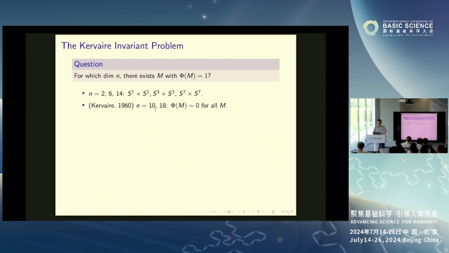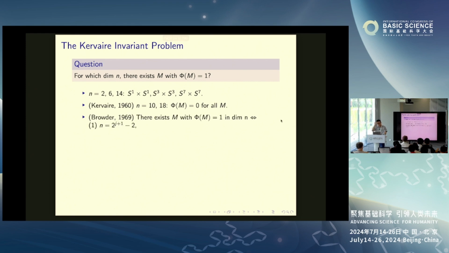And Kervaire constructed an example with Kervaire invariant 1. He also later proved that every smooth manifold in dimension 10 has Kervaire invariant 0. Therefore, for the first time in history, Kervaire found an example of a topological manifold in dimension 10 which does not admit any smooth structure. So that's another reason why this invariant is interesting. But of course, we now know this phenomenon can happen in dimension as low as 4.